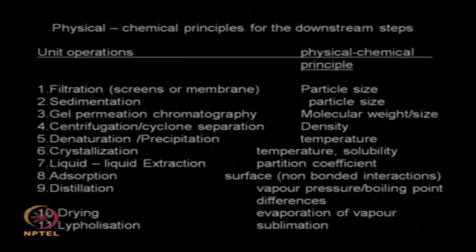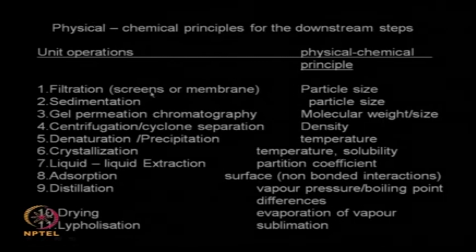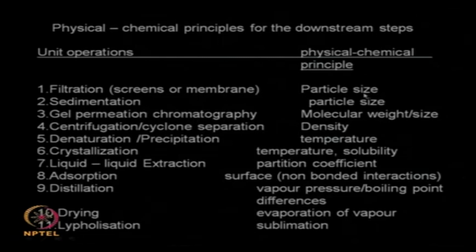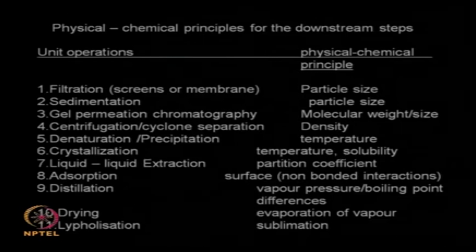Okay, there are many downstream operations that are possible and we are going to talk about it in the next 30 or 35 lectures, and each one is based on a physical or chemical principle. Irrespective of the downstream, there is always a physical or a chemical principle on which it is based. For example, if you take filtration or a screening or membrane, it is generally based on particle size. That means a filter unit will separate particles of certain diameter and it will let through particles of certain other diameter. So, it is based on the size of the particle.